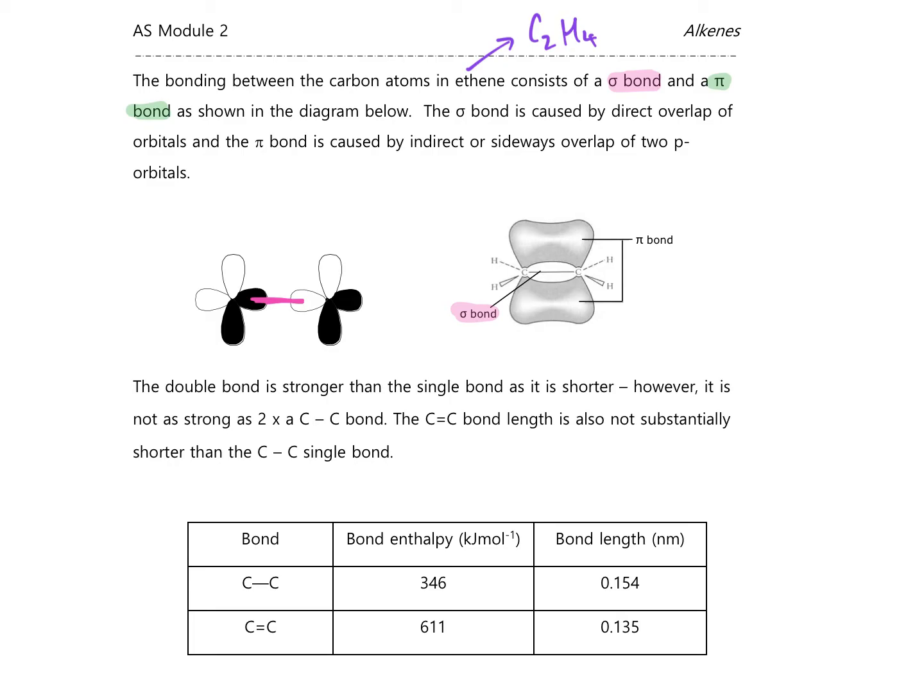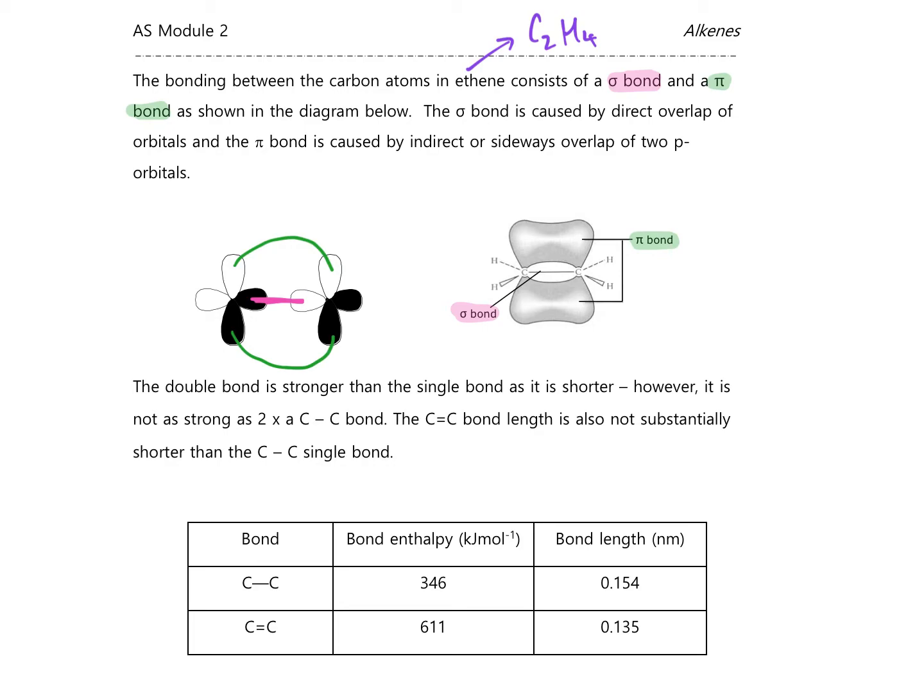Then you've got these py orbitals, and they can overlap indirectly, as I've shown here. They're overlapping sideways, and that leads ultimately to the pi bond. You can see that represented in the diagram on the right, at the top and the bottom, because both of the lobes of the p orbitals are overlapping.